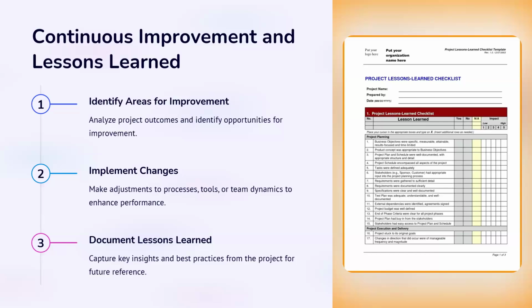So they may not be able to go on and on with the other team members who are exceptionally good. So in those cases, identify the areas for improvement, not only for the employees but for the whole project as well. Then implement the changes. You have to make adjustments to processes, tools, or team dynamics to enhance the performance.